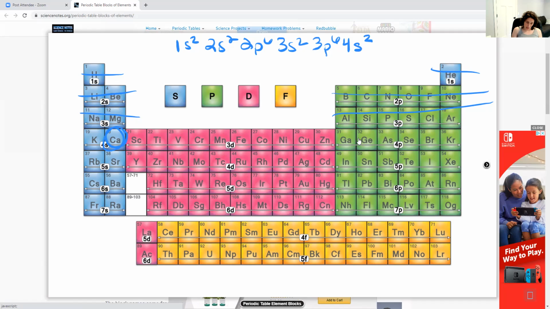Or I can say argon again, 4s2. So argon, the brackets, is the 1s2, 2s2, 2p6, 3s2, 3p6.